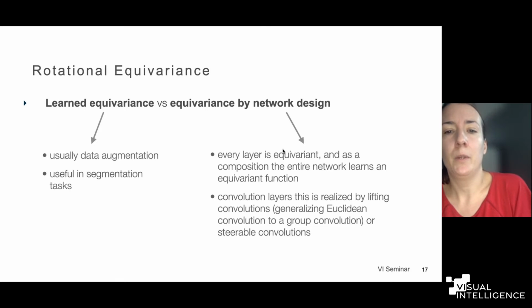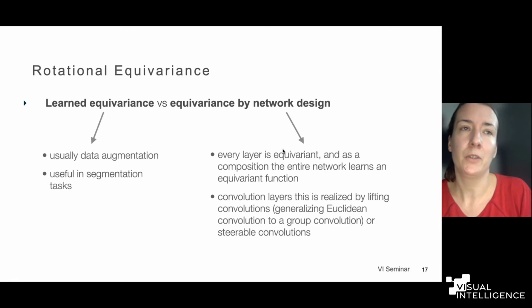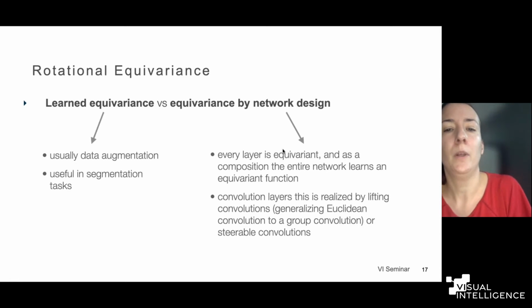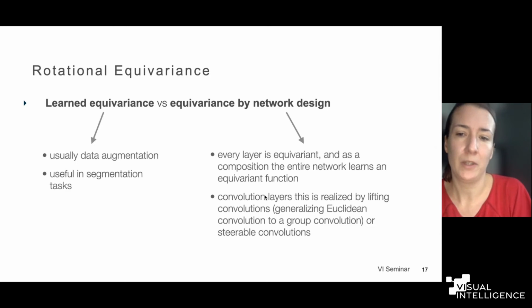For equivariance by network design, it's a bit different. Then I try to create each layer of the network to be an equivariant function. And then as a composition of equivariant functions, my entire network will be an equivariant function. And that I can either realize for convolutional layers by lifting convolution, which is generalizing Euclidean convolutions to group convolution, or by steerable convolutions.